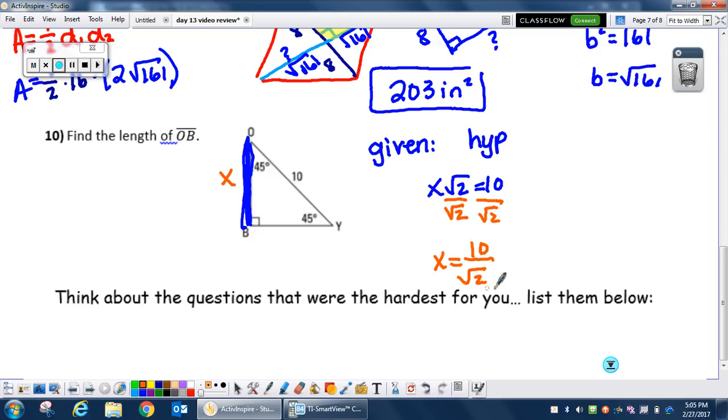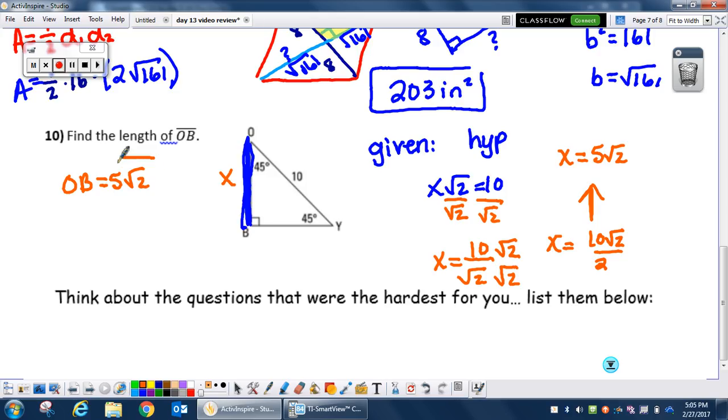And now that's a big no-no, so we rationalize by multiplying by the square root of 2 over the square root of 2. So we're at x equals 10 square roots of 2 over 2, and you're going to have to simplify that to 5 square roots of 2. And that is the side we need to find, so the length of OB is 5 square roots of 2.